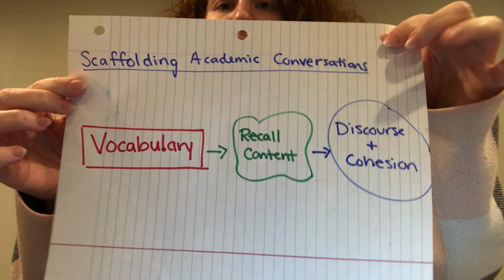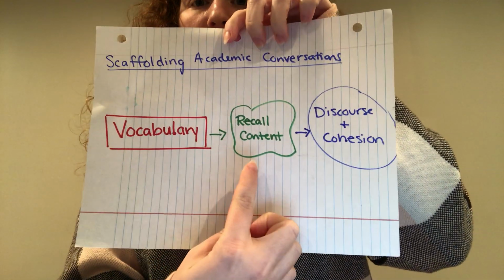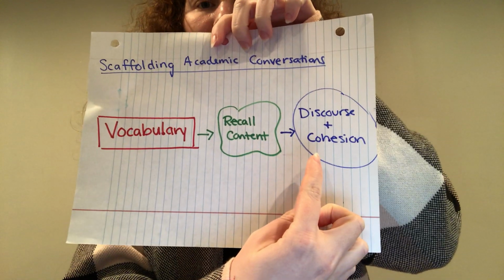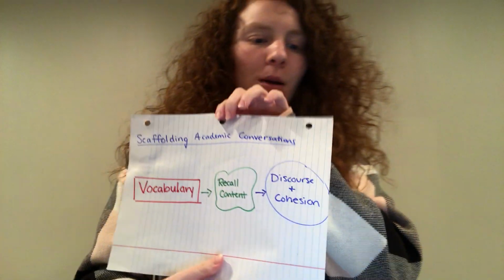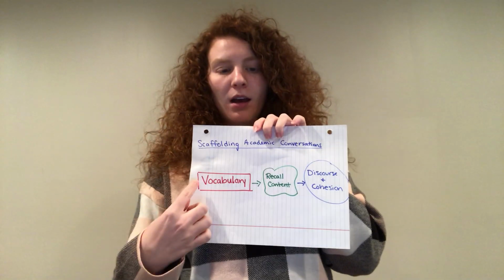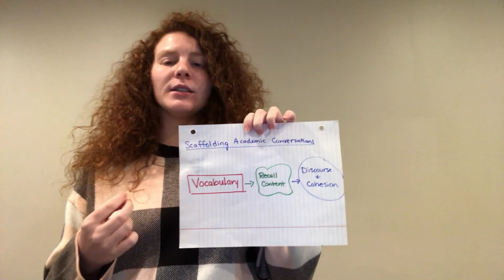You can see scaffolding academic conversations. We need vocabulary first, recall of content, and discourse and cohesion. These prompts are carefully sequenced from a low to high inference and are narrowly focused in leading students to a summative speaking task.